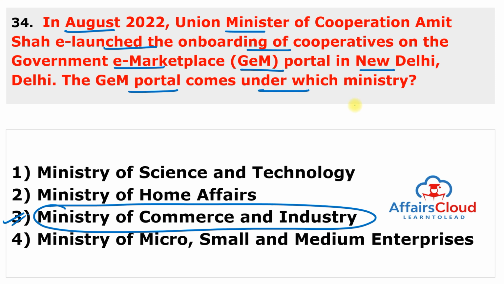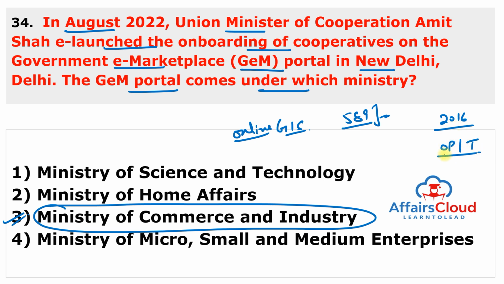And you can also remember a total of 589 cooperatives have been selected as being eligible for onboarding on the Government e-Marketplace. And GEM or Government e-Marketplace is a one-stop portal that offers economies of scale by facilitating online procurement of goods and services. And Ministry of Commerce and Industry launched this Government e-Marketplace portal in the year 2016 to create an open as well as transparent procurement platform for the government buyers.